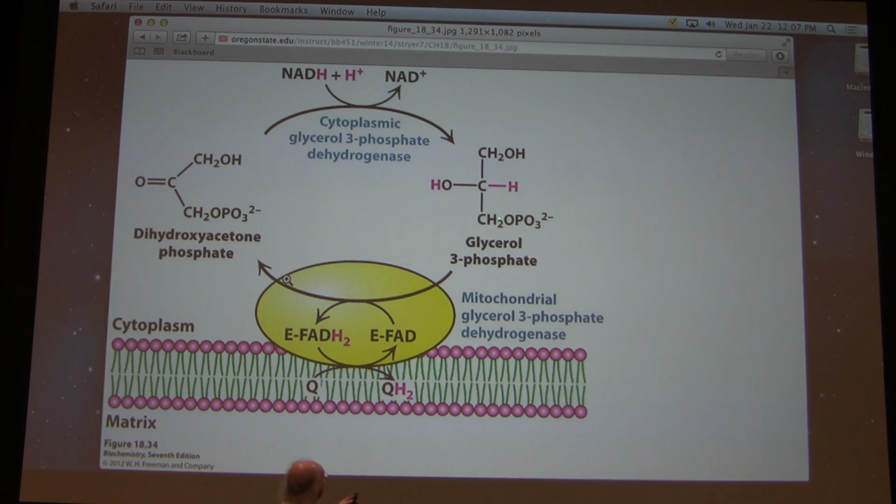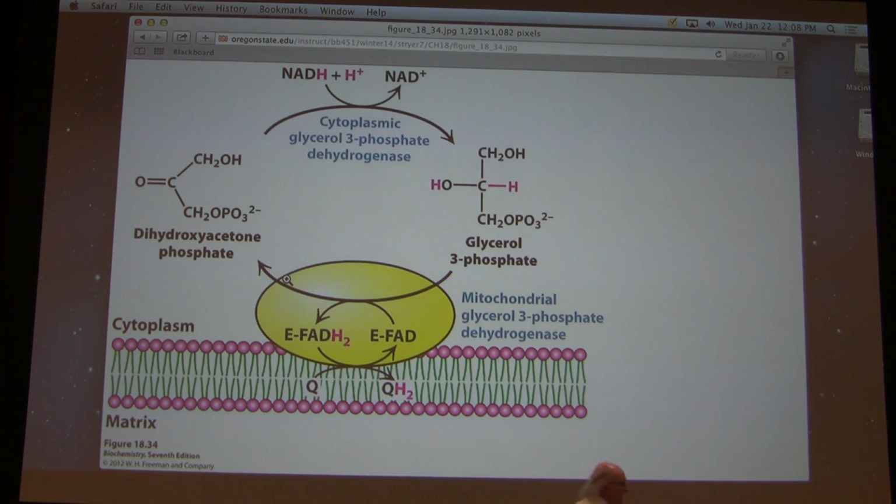It does it by donating its electrons to FAD, which is in a protein that's in the mitochondrial inner membrane. Very simple. Nothing has to move across the membrane. Things are moving into this protein that's in there. Consequently, the electrons make it into FAD, becomes FADH2, and dihydroxyacetone is reproduced. So we have a little cycle that's going on here. As I said, it's very simple.